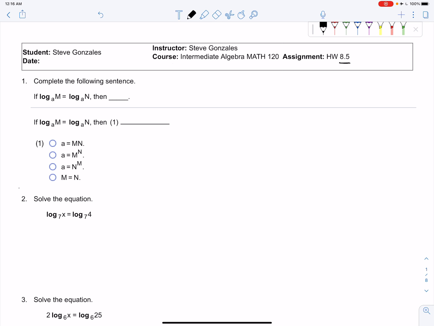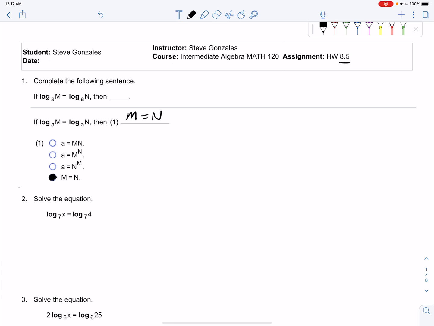But the first rule that this book is kind of throwing at us, it's a good one. I tend to like to use the inverse idea a little more, or using the definition of a log. But they have this one right here, which basically says, number one, complete the following sentence: if log base a of m equals log base a of n, then the arguments m equals n. The arguments equal each other.